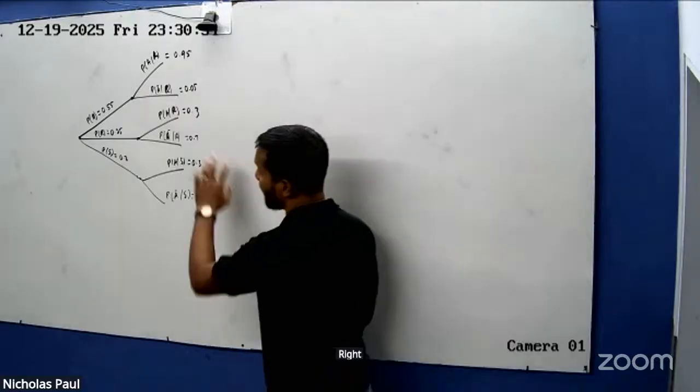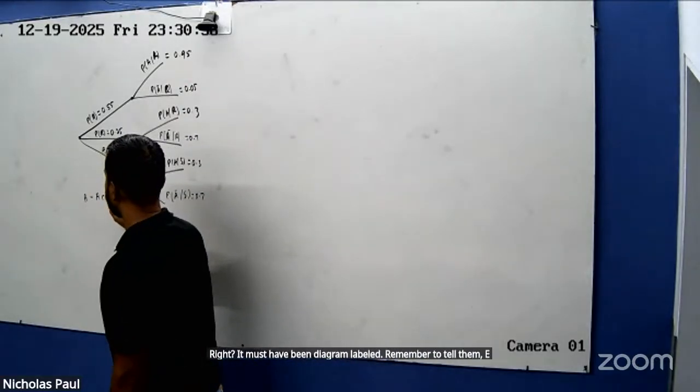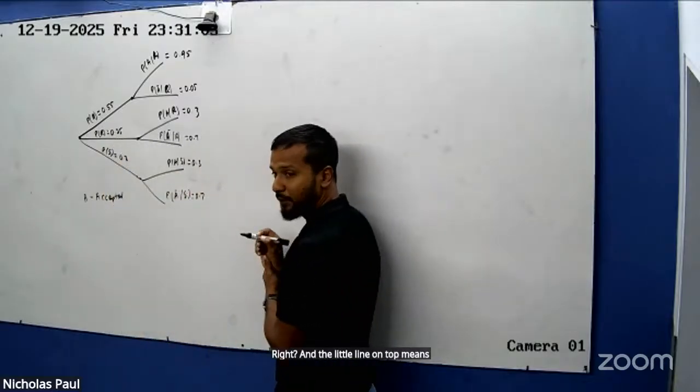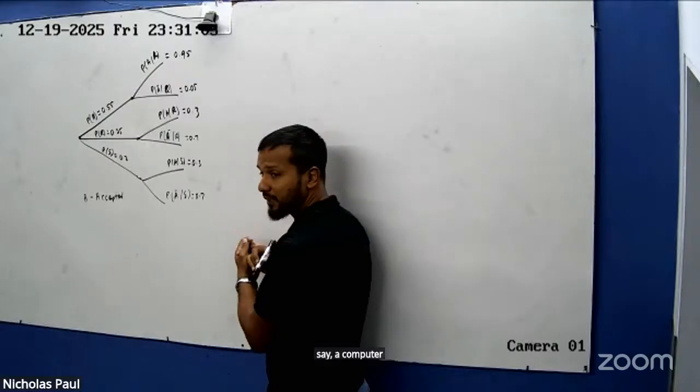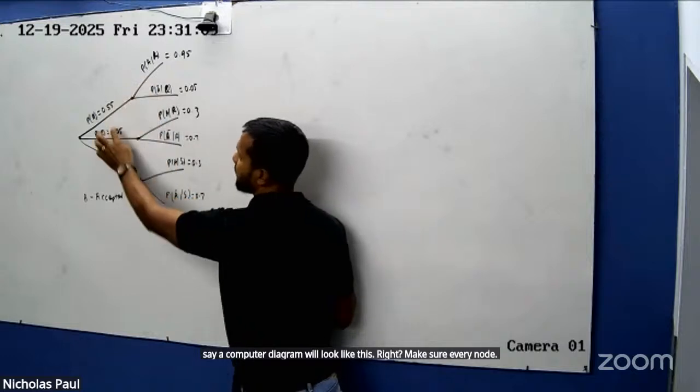Right? You must have a diagram labeled. Remember to tell them E means accepted. And the little line on top means not accepted. So your complete diagram will look like this. Make sure every node sums to 1.